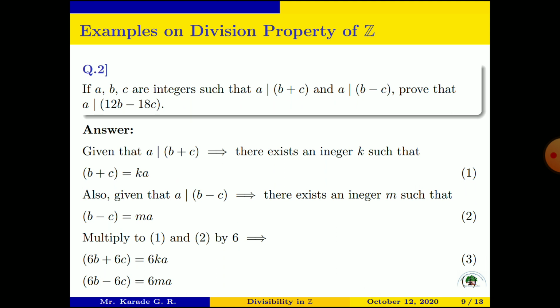So given that a divides b plus c, by the definition of divisibility there exists an integer k such that b plus c is equal to ka. Similarly, also given that a divides b minus c, this implies there exists an integer m such that b minus c is equal to ma. Multiply equations 1 and 2 by 6. You will get 6b plus 6c equal to 6ka, and the fourth equation is 6b minus 6c equal to 6ma. Keep in mind all these four equations; we will use them in the next slide.